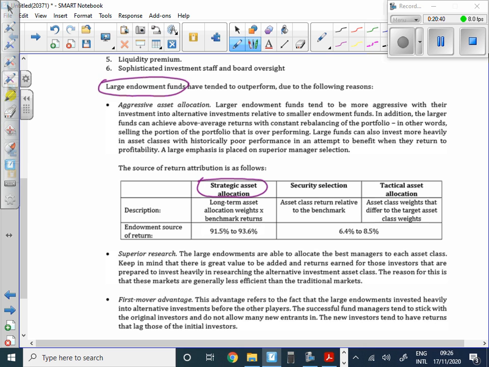You get in and you stick in there for the long term, and that's obviously a lot of what we talk about for alternative investments. Okay, so very important that we stick in for the long term, and that's where the majority of the source of return is coming from.